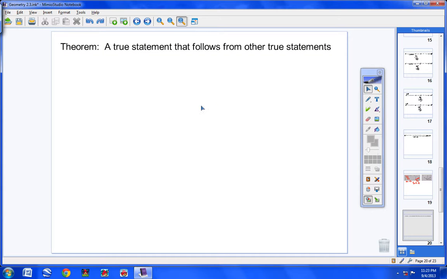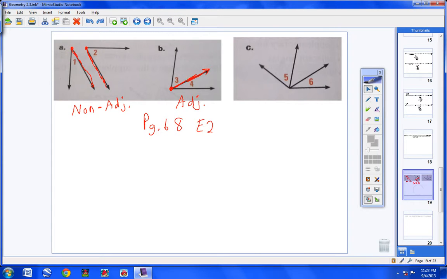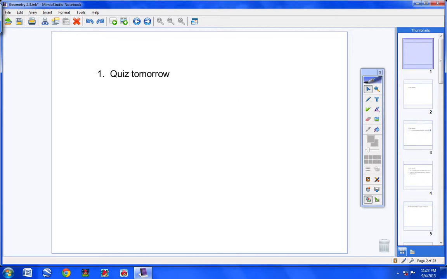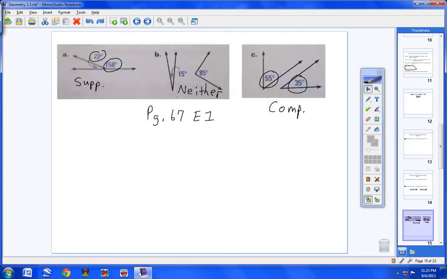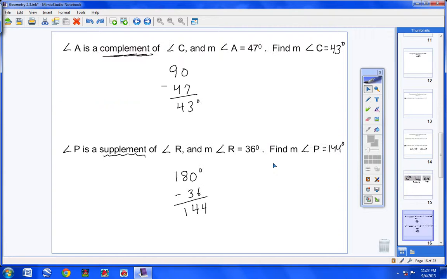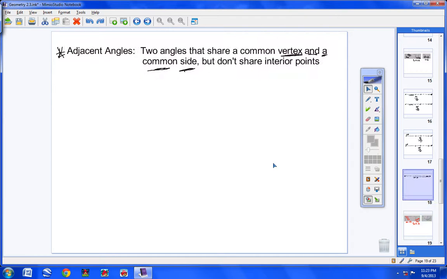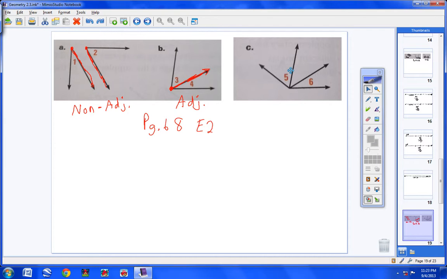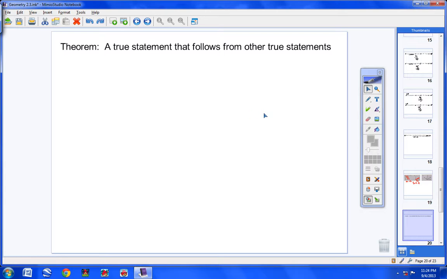Now, we need to continue on here. Before we do, I think it'd be really important to review. Just give me like 10 seconds. Sorry about that. Hold on one second. Complementary angles, two angles add up to 90. Supplementary angles, two angles that add up to 180. Adjacent angles, two angles that share a common vertex and a common side but don't share interior points. These would not be adjacent. 5 and 6 would not be adjacent. 3 and 4 are adjacent. All right, now let's continue on.